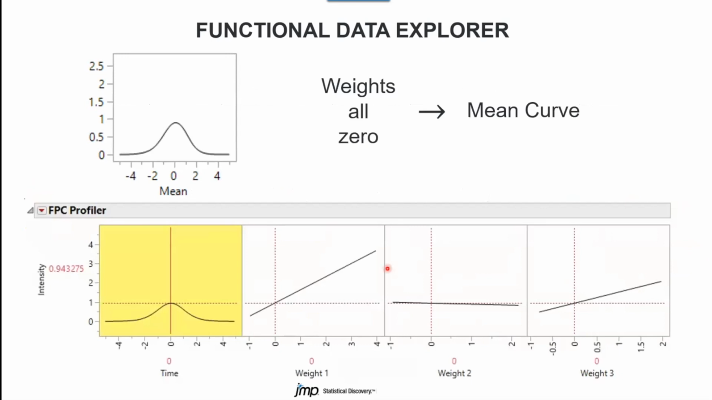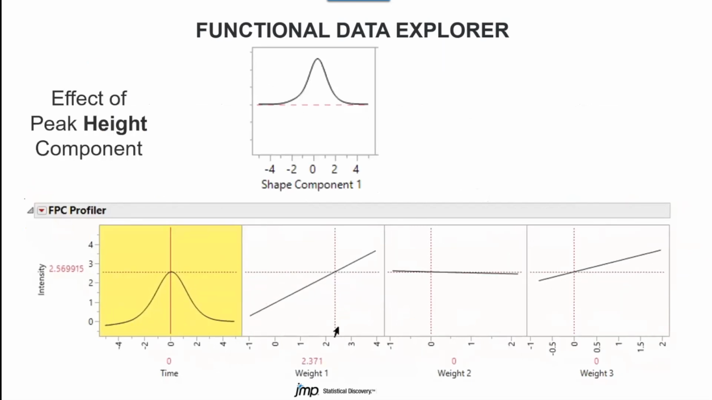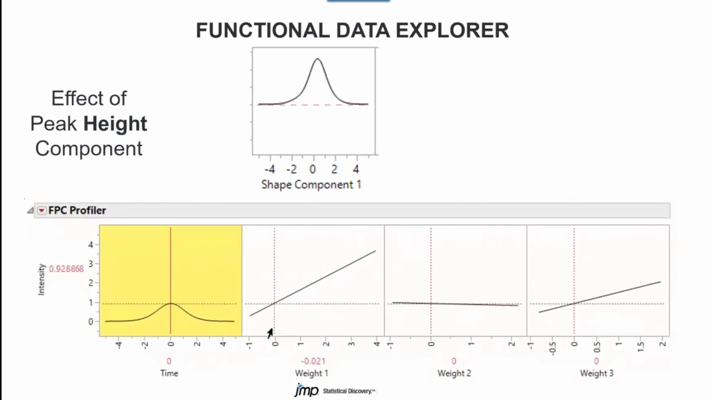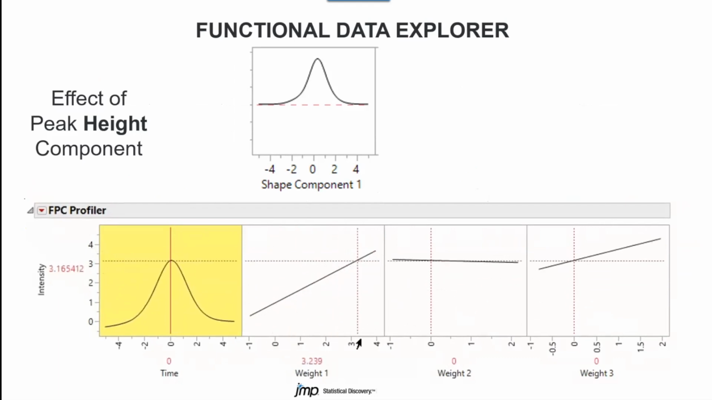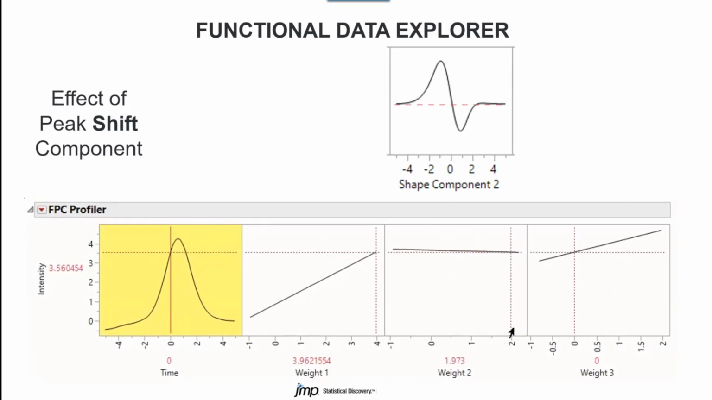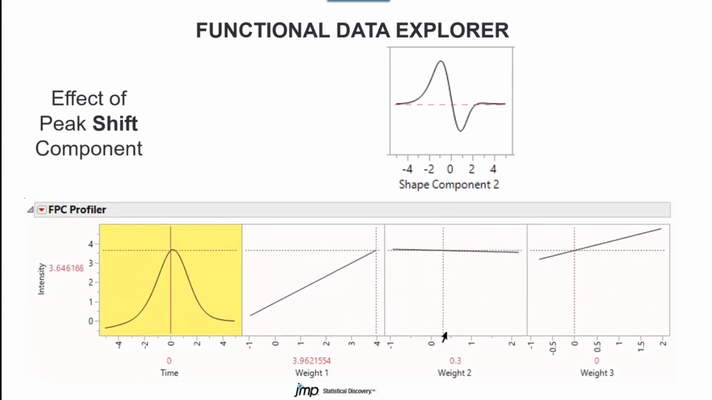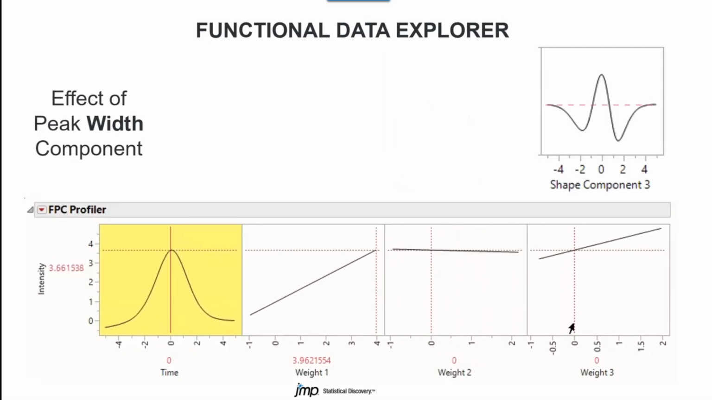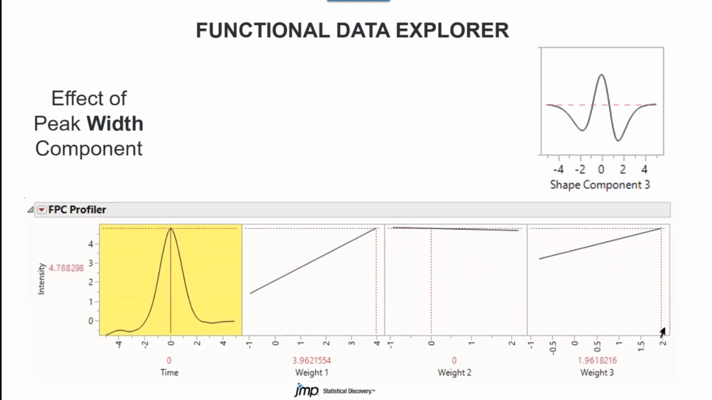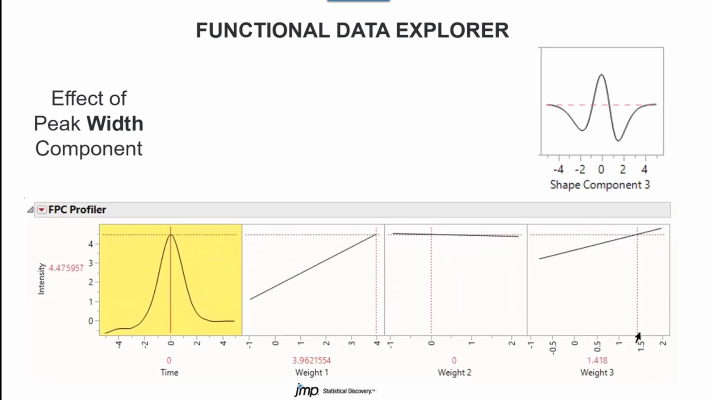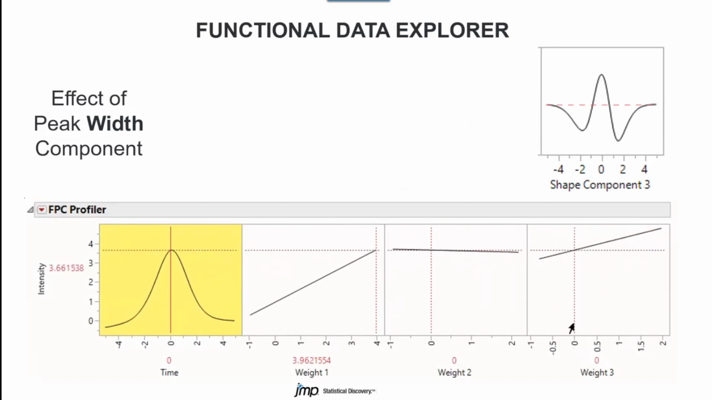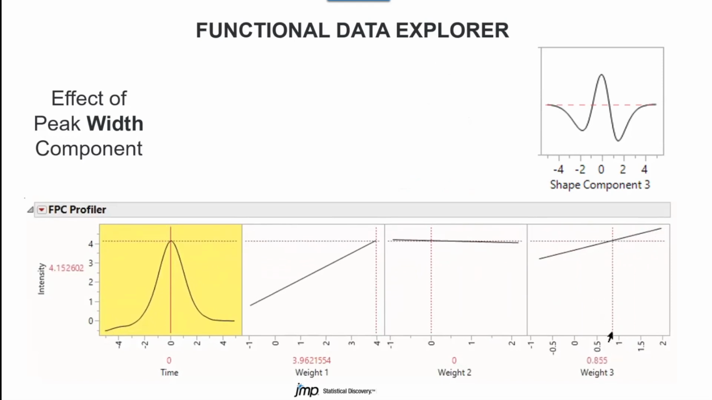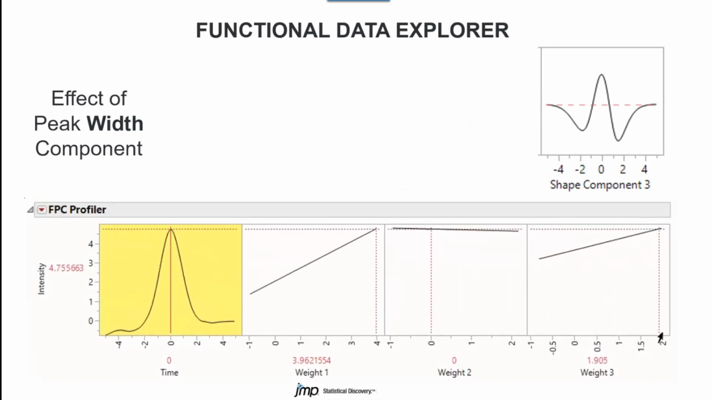I have a little video that shows, if we adjust the weight on the first shape component, we can see that that's causing the Gaussian peak's height to go up and down. If we adjust the second shape component, we can see how increasing or decreasing that weight moves our curve to the left or to the right. And the third shape component is controlling the width. So these videos are trying to give you a little bit of intuition around how this dimension reduction works in a functional data analysis sense.